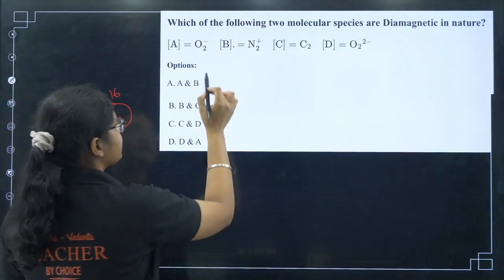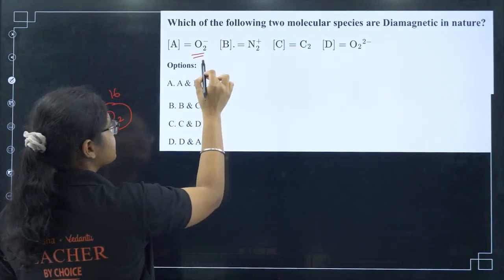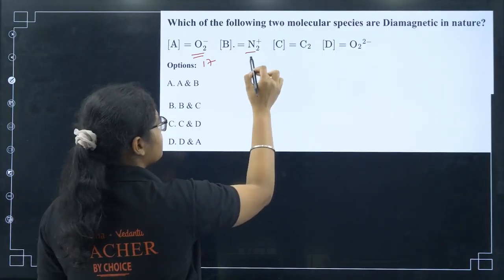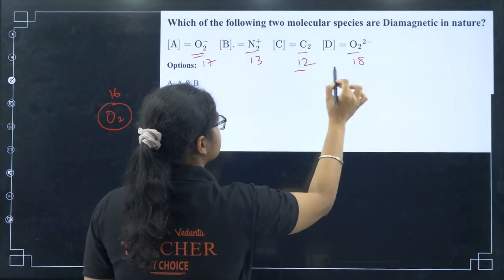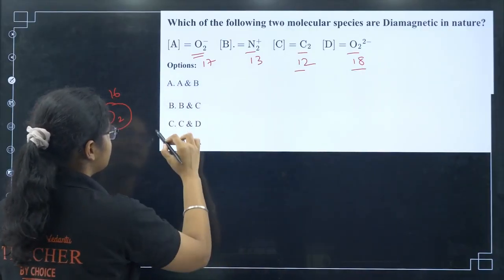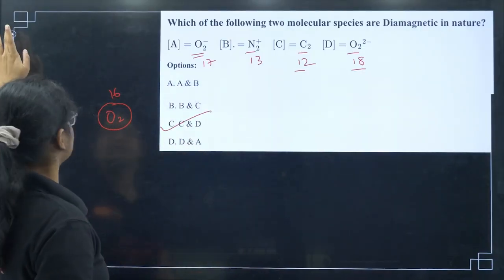And now we can see the question. So, O2 minus is 16 plus 1, 17; N2 plus is 14 minus 1, 13; carbon is 12 and 16, this is 18. So, these two will be diamagnetic in nature, C and D. So, option number C here.